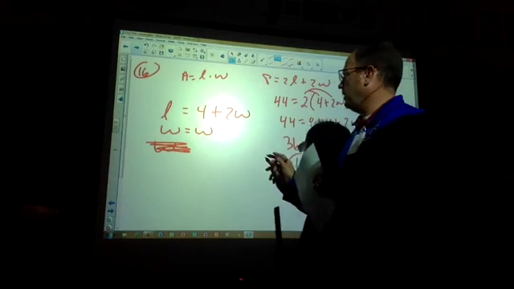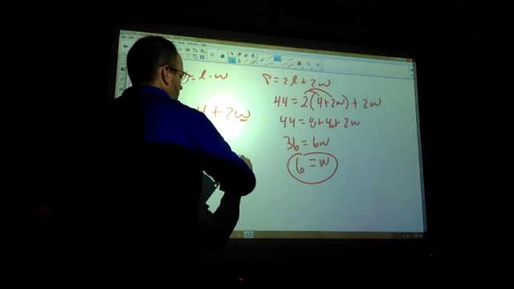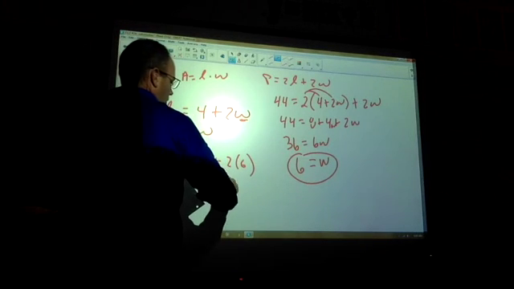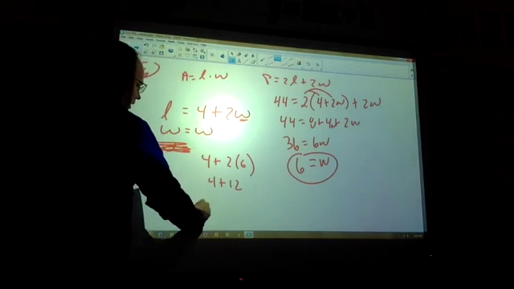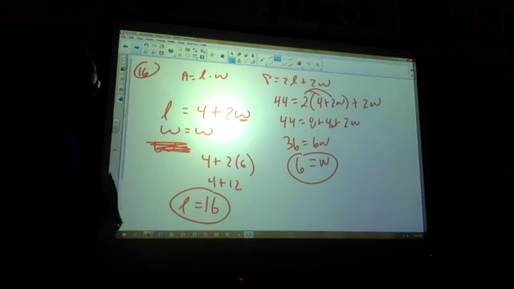And then if I wanted to find the length, I'm going to plug that in there. So that's 4 plus 2 times 6, so that's 4 plus 12. So the length is 16. I have a length of 16 and a width of 6. The question was to find the dimensions of the rectangle using a system of equations. We're good. We're done.